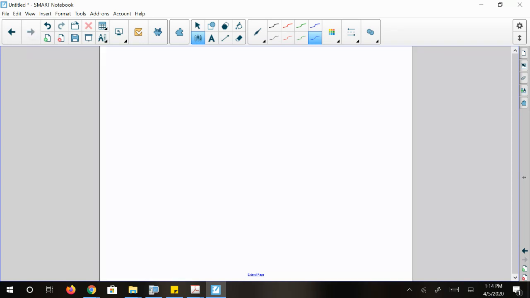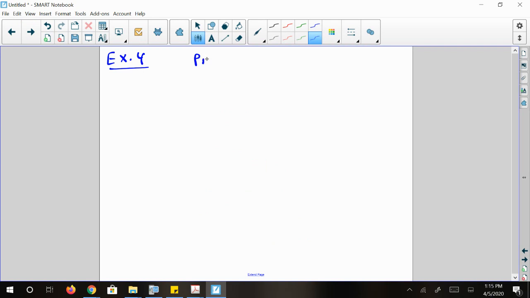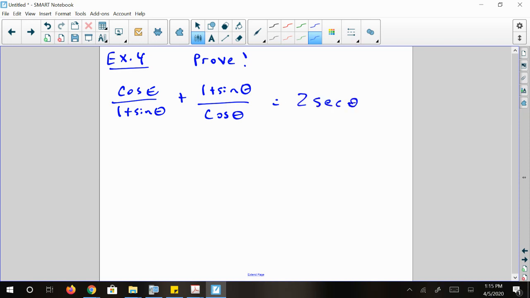All right, another problem here. I don't know if I actually wrote the directions on this problem. We'll say prove again. Okay, and same thing here, we're just going to say prove. And our statement this time is going to be cosine of theta over 1 plus sine of theta, plus 1 plus sine of theta divided by cosine of theta, is equal to 2 times secant of theta.